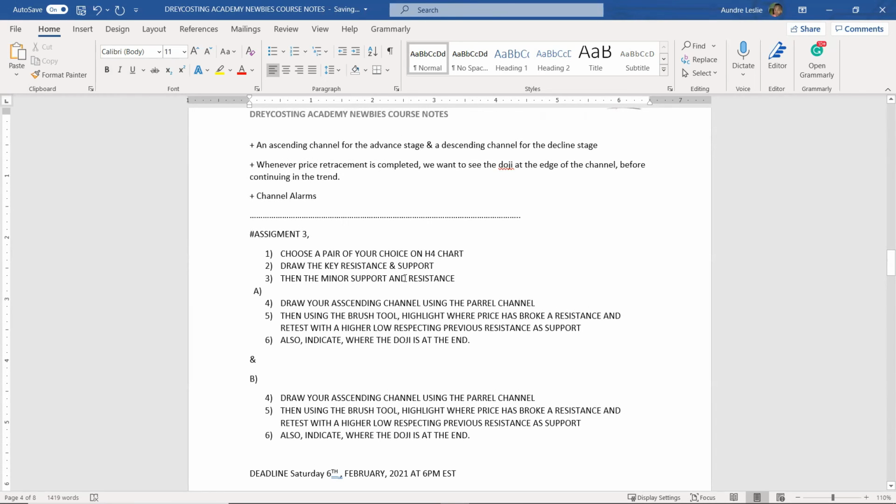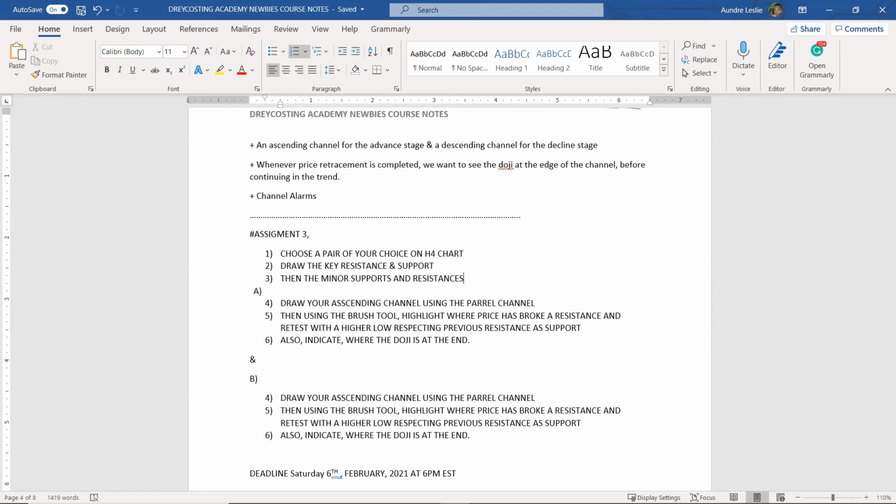Choose a pair of your choice on the H4 chart. Draw the key resistance and key support, then the minor resistance and minor support. That's the first thing you're going to do. Then part A: within all of that, you're going to draw your ascending channel using the parallel channel.